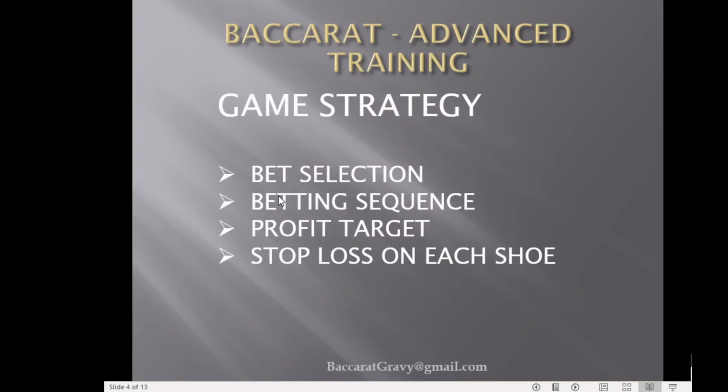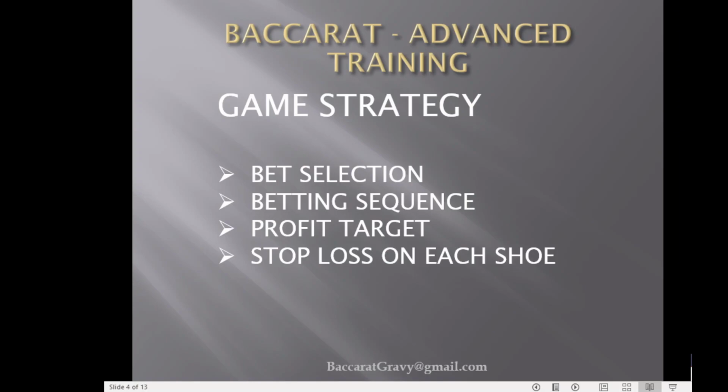I define game strategy as follows. Strategy is all about having a game plan. Before playing Baccarat or any game, you need to have a plan. For Baccarat, a good plan will have a well-defined method to determine these key parameters. Bet selection. Do you bet all banker or all player, or are you following patterns? Betting sequence. Do you bet the same amount on every hand? In other words, flat betting, or are the bets changed based on what happens during the shoe? Profit target and stop loss should be set for each shoe. I'm going to discuss that more later.